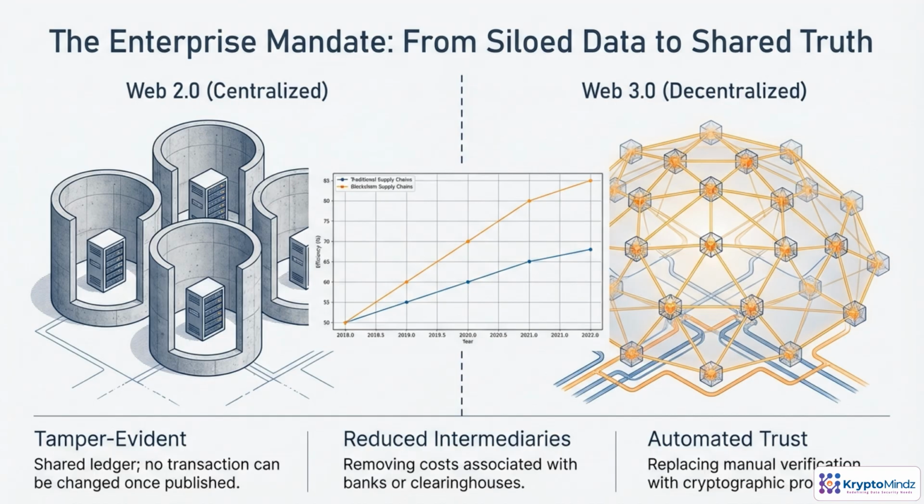Everyone writes to the same timeline of events, and once something is recorded, it's tamper-evident. That single source of truth lets you reduce intermediaries like clearinghouses and manual auditors. Instead of trusting institutions or spreadsheets, participants rely on cryptographic proofs and protocol rules to automate trust at scale.